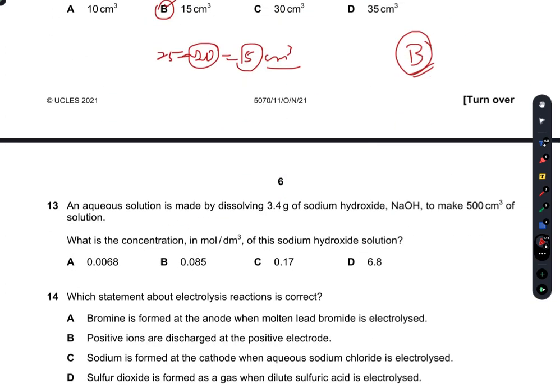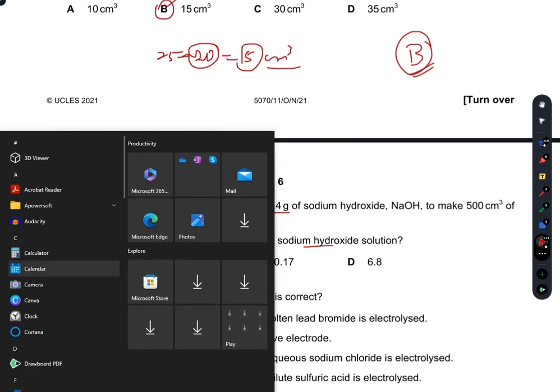An aqueous solution is made by dissolving 3.4 grams of sodium hydroxide, NaOH, to make 500 centimeter cube of solution. What is the concentration in moles per decimeter cube of this sodium hydroxide solution? So an aqueous solution is made by dissolving 3.4 grams of sodium hydroxide. So the number of moles is 3.4 over 40. So I'm putting this into the calculator.